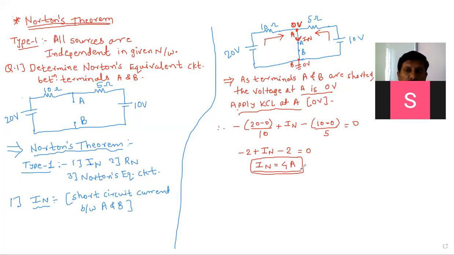IN is equal to what? 4 ampere. So once again, go through this, how we got the IN value. I will give 30 seconds. Everyone read it. So this is very important. As terminals A and B are shorted, the voltage across A is 0 volt. Therefore, apply KCL at node A, that is at 0 volt. You can get one equation, and from that you can get the value of IN.